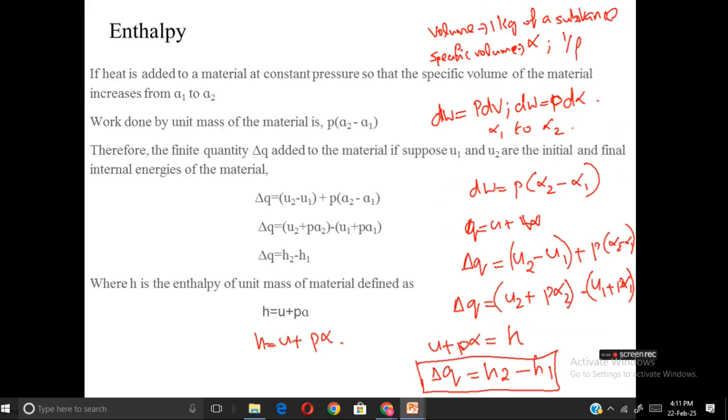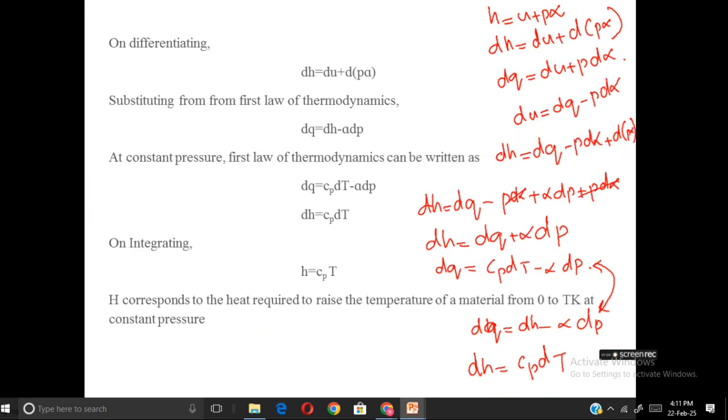So we started from the first law of thermodynamics. Initially, we found H is equal to U plus P alpha, and dH is equal to dU plus d of P alpha. Then from there, we got dH is equal to Cp dT, and after integrating, H is equal to Cp into T.